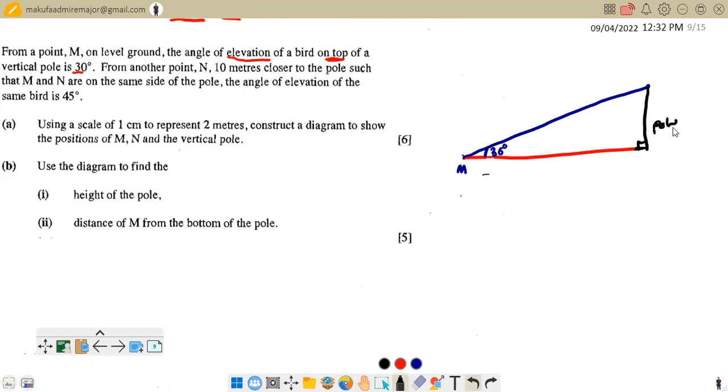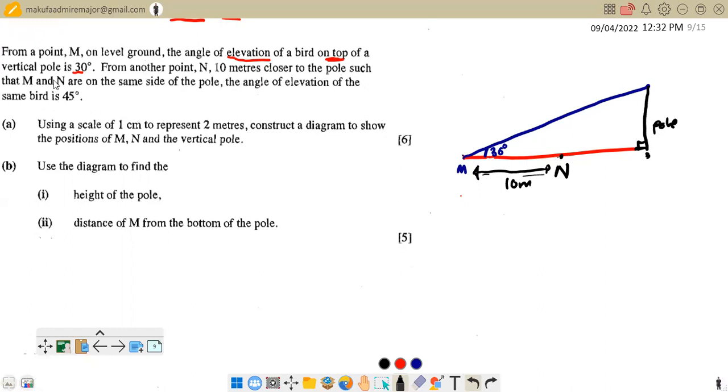This is your pole here. But now 10 meters closer, it means maybe your N is at this point. That's where your N is situated here, and it's 10 meters closer, which means from M going in this direction there is a distance of 10 meters to the pole. Then M and N are on the same side of the pole, like this one, because this is your pole here. And we are given N on the same side of the pole. The angle of elevation of the same bed is 45 degrees.